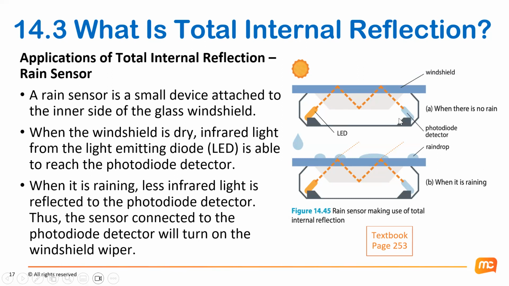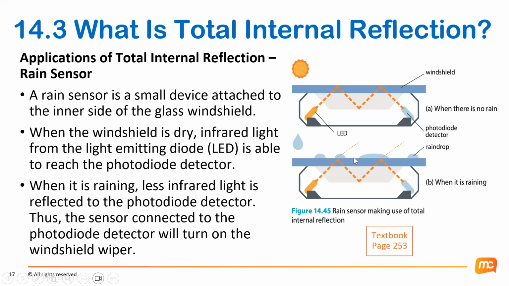This photodiode detector will be able to detect the amount of infrared light that it receives. So if there's no rain, you will see that there is a lot of TIR taking place, and then all the light will go into this photodiode detector. So the windshield wiper will not be activated. But what happens if there is rain?